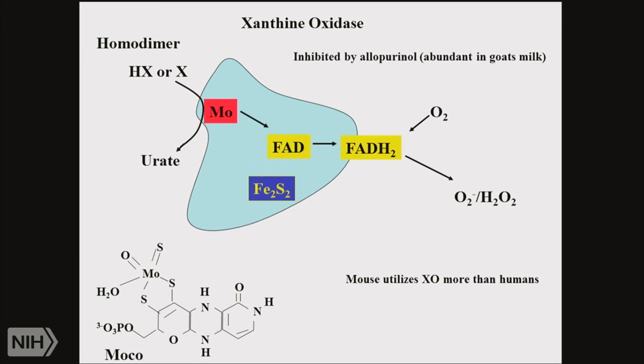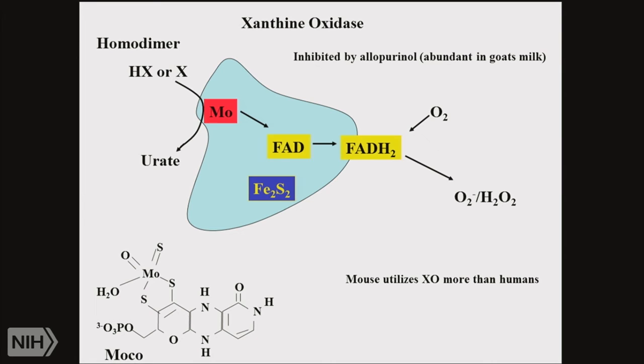So how does it work? This is actually kind of a unique enzyme here. It's got a molybdenum center. Not many enzymes have a molybdenum center. I have to admit, I did my postdoc in molybdenum enzymes, so I'm kind of biased towards molybdenum. Well, basically what happens is this molybdenum cofactor here takes a hypoxanthine or xanthine, binds to the molybdenum, it's converted to urate, and then it's capable of reducing FAD to FADH2.